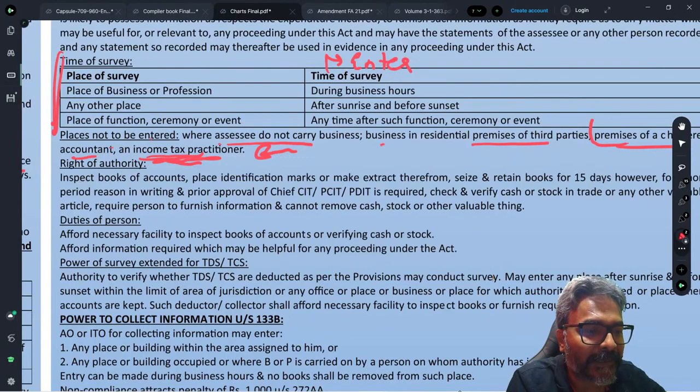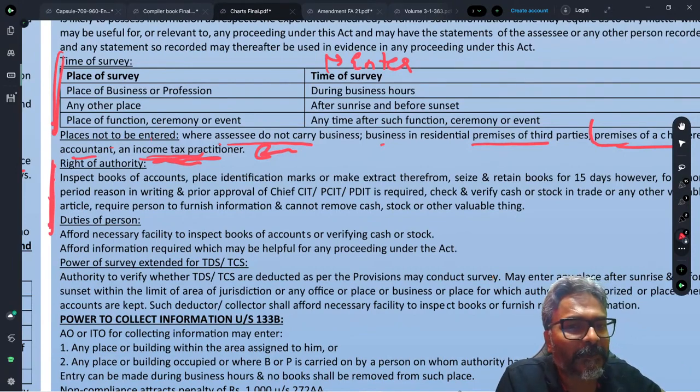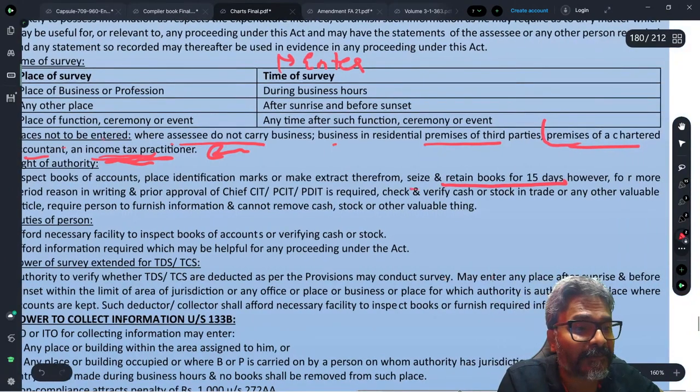Now, what is the right, students? What is the right of the authority in this regard? For the purpose of doing the survey, what is the right of the authority? Can you see this right? The right in this particular case, students, is that he can inspect the books of accounts. So the right which is available to him is definitely to inspect the books. And not only that, he can also retain or seize and retain, same as that in 131.